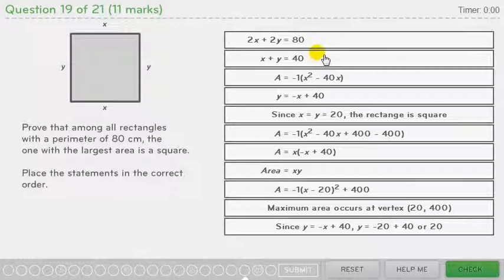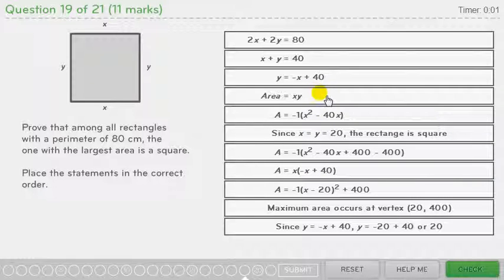From here, let's go and isolate for one of our variables. Let's choose to isolate for y, such that we would have y is equal to negative x plus 40. The next thing we need to do from here is take this equation and substitute it into our area function. So let's locate the area function. The area function is area is equal to x times y.